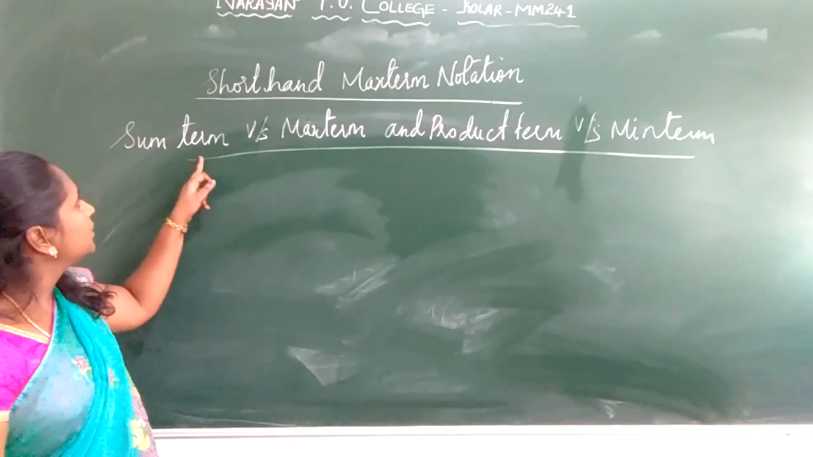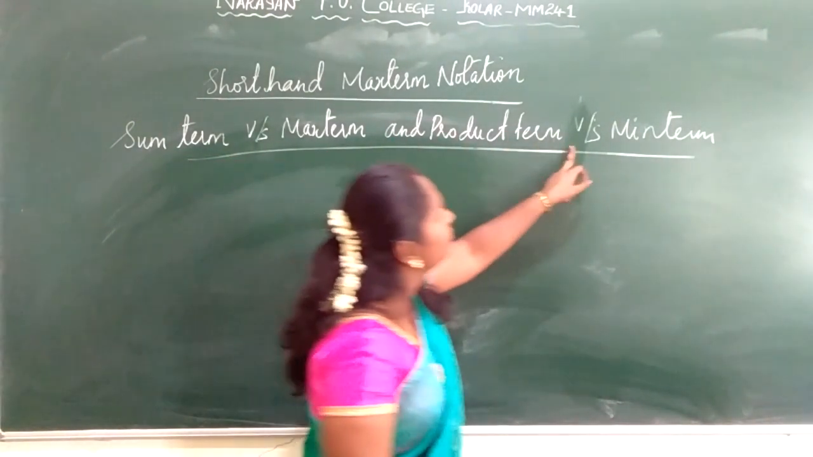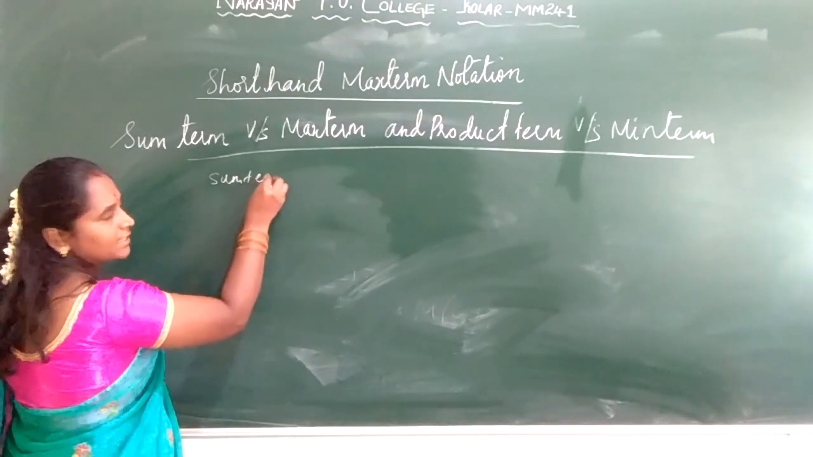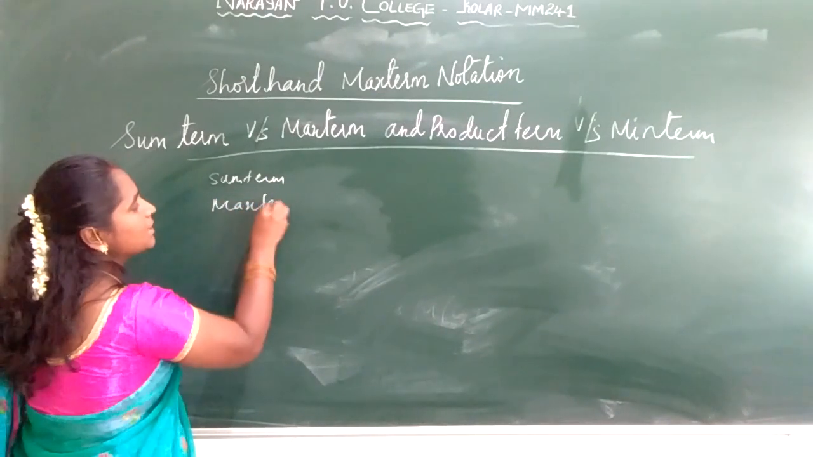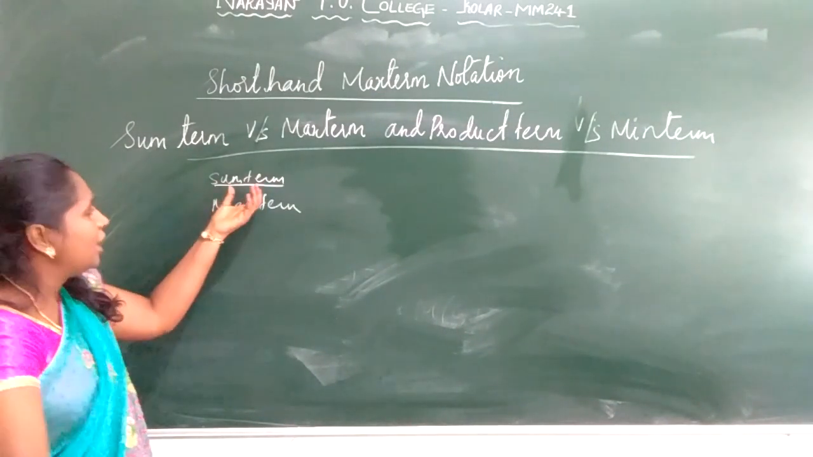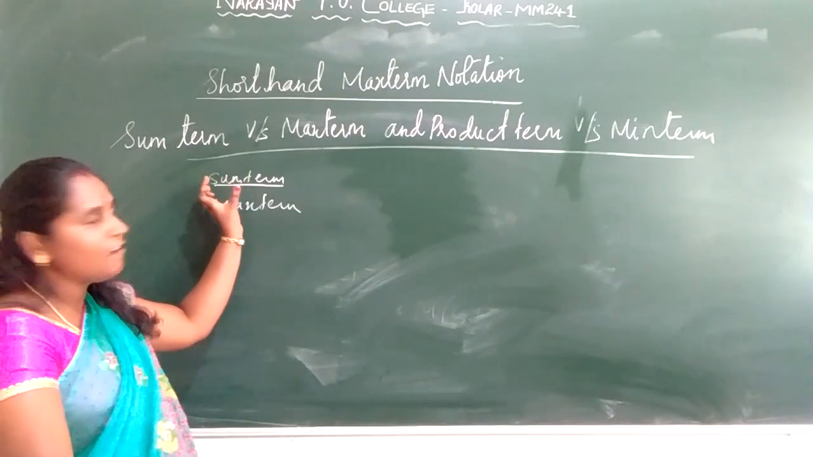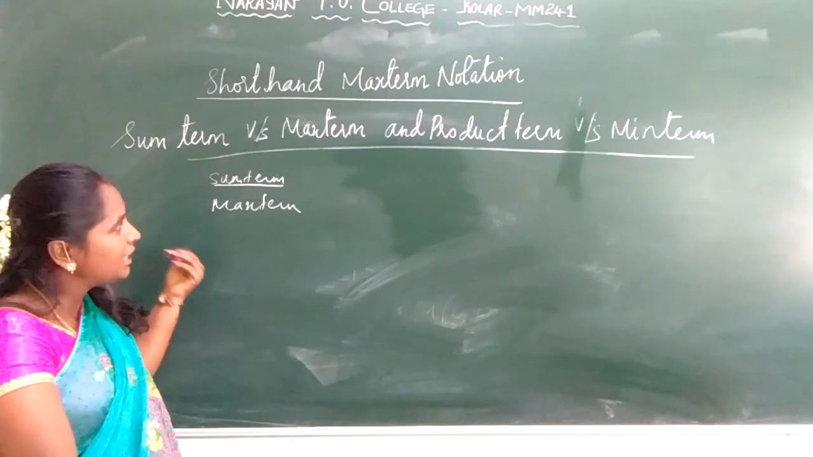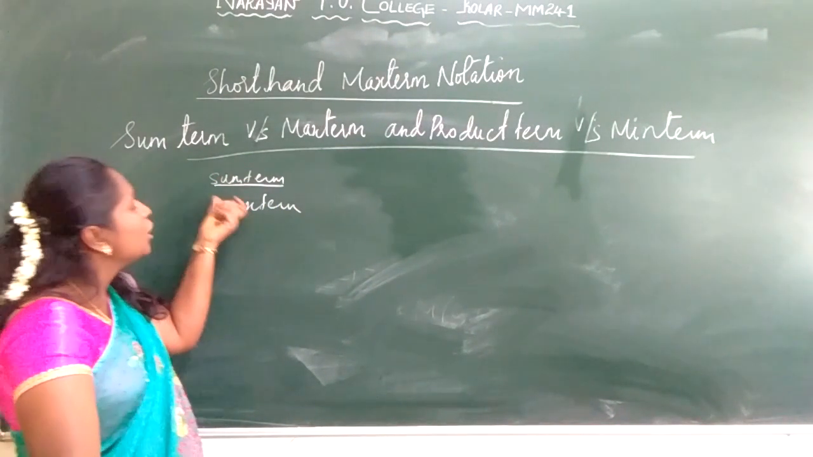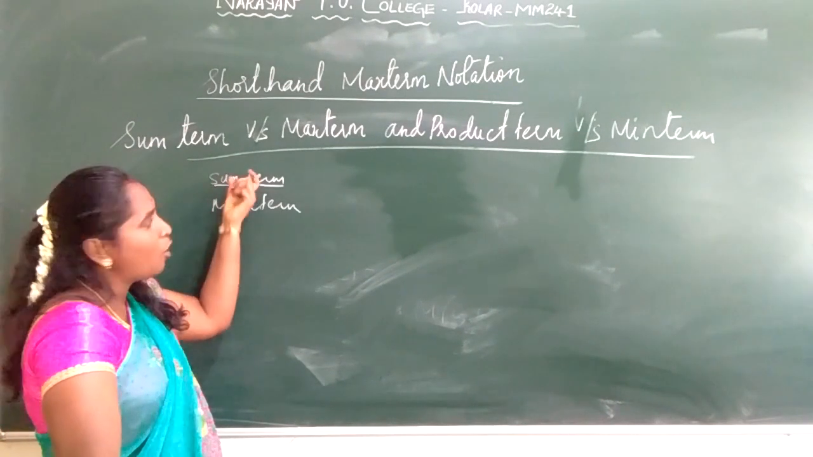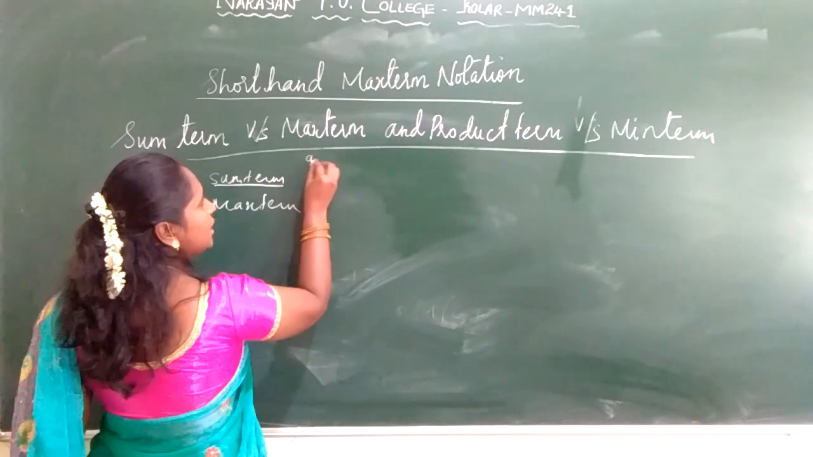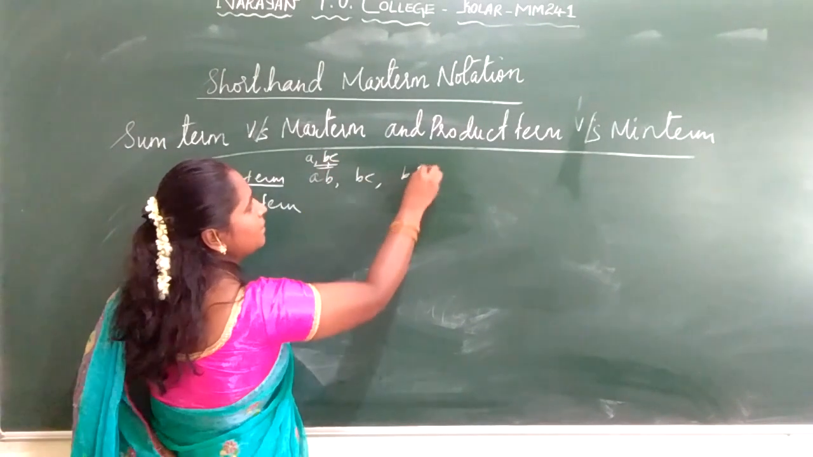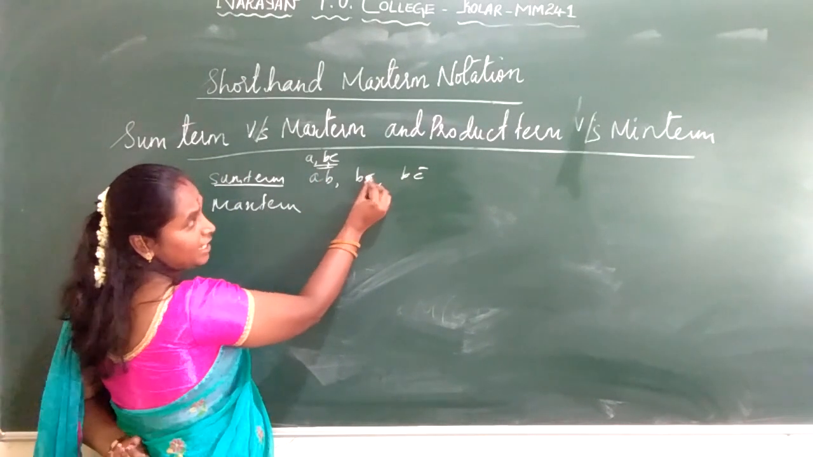The next topic is sum term versus max term, and product term versus min term. What is the difference between a sum term and a max term? In a sum term, one or two variables or literals can be missing. But a max term should have all the variables present. For example, if A, B, C are my variable literals, a sum term can be A plus B, or B plus C, or B plus C bar. There is no necessity here; C is missing in one, A is missing in another.